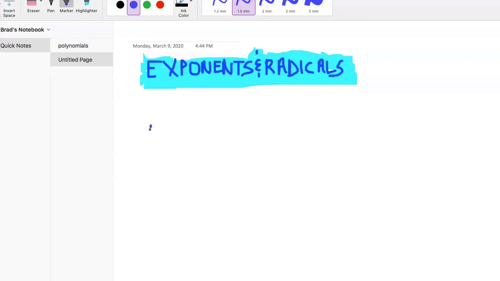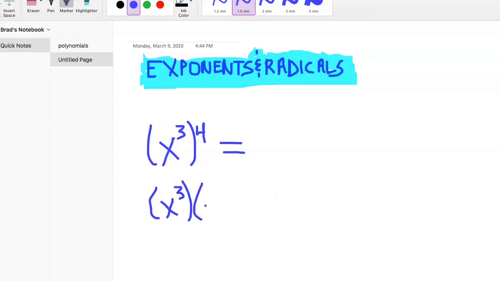Okay, last one. We're back to multiplying exponents. Sometimes it'll look like this: x to the 3rd to the 4th. In this case, this is different than what we had before. You could have x to the 3rd to the 4th, and that's going to be different than what I'm going to write down here, which is x to the 3rd times x to the 4th. These are not the same thing. It's important to know the difference, otherwise you'll probably get the wrong answer.